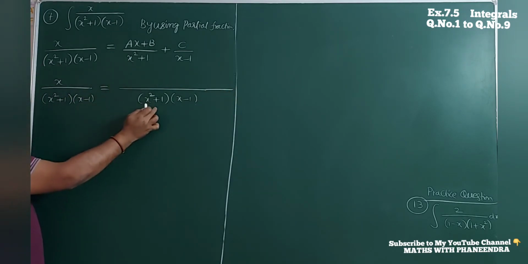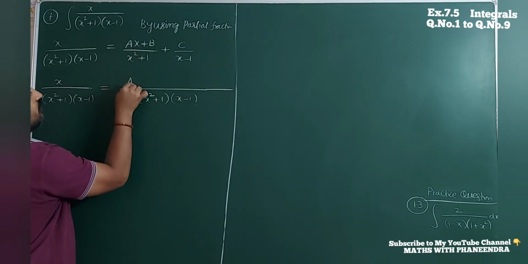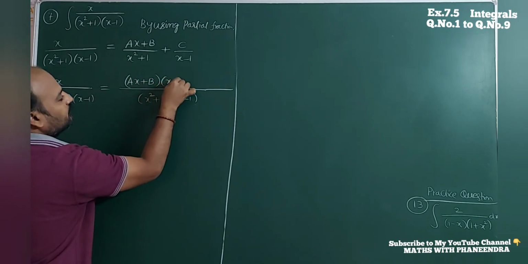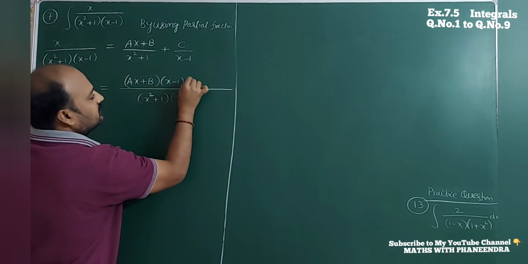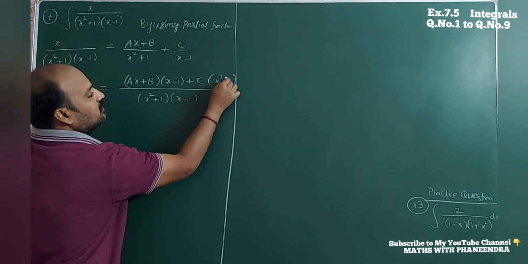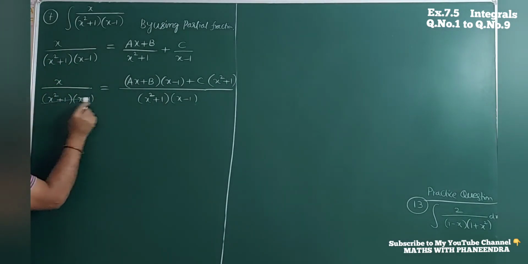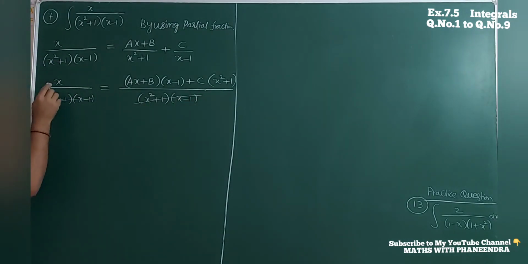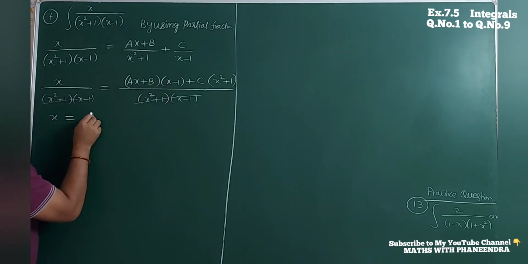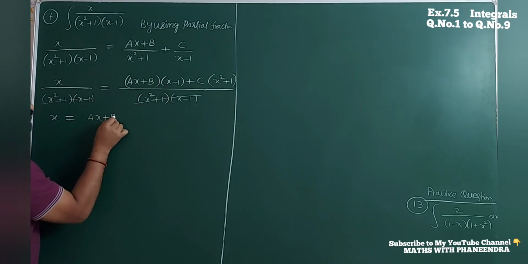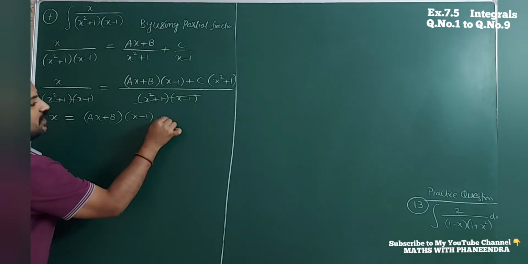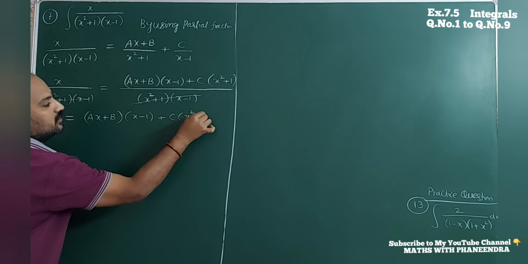x square plus 1 into x minus 1. So x square plus 1 with x square plus 1 get cancelled. Ax plus b into x minus 1 plus c into x minus 1 cancel, x square plus 1. So both the denominators we are going to cancel and the rest of the terms, x equal to actual multiplication. Ax plus b into x minus 1 plus c into x square plus 1.